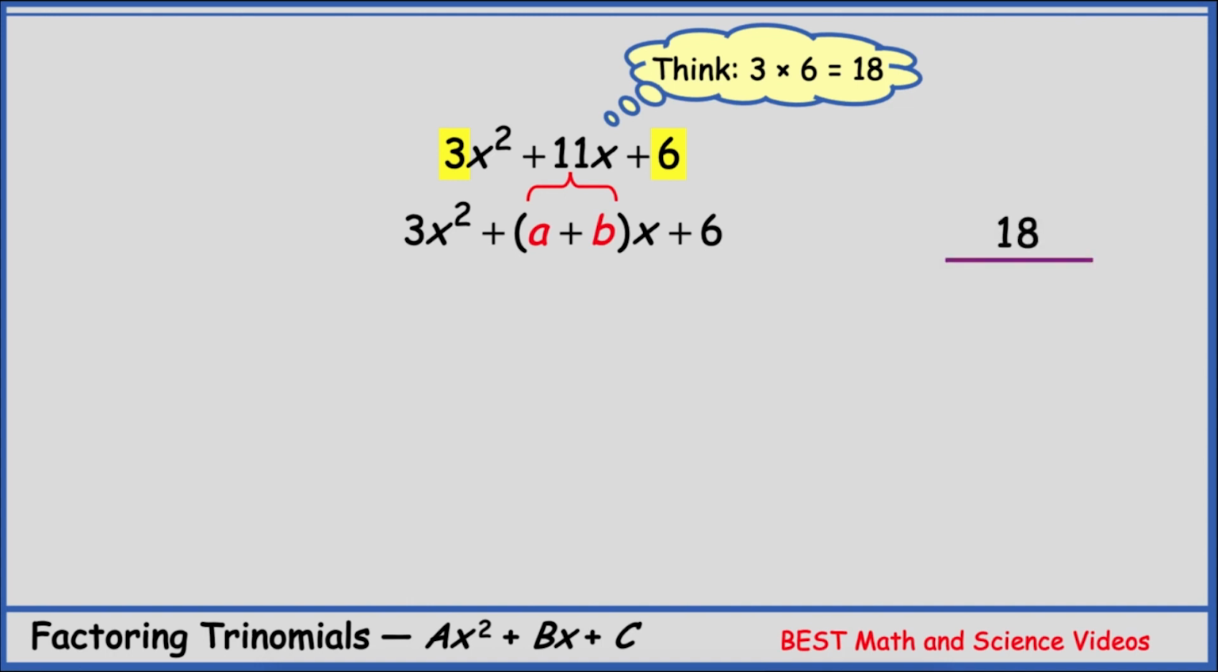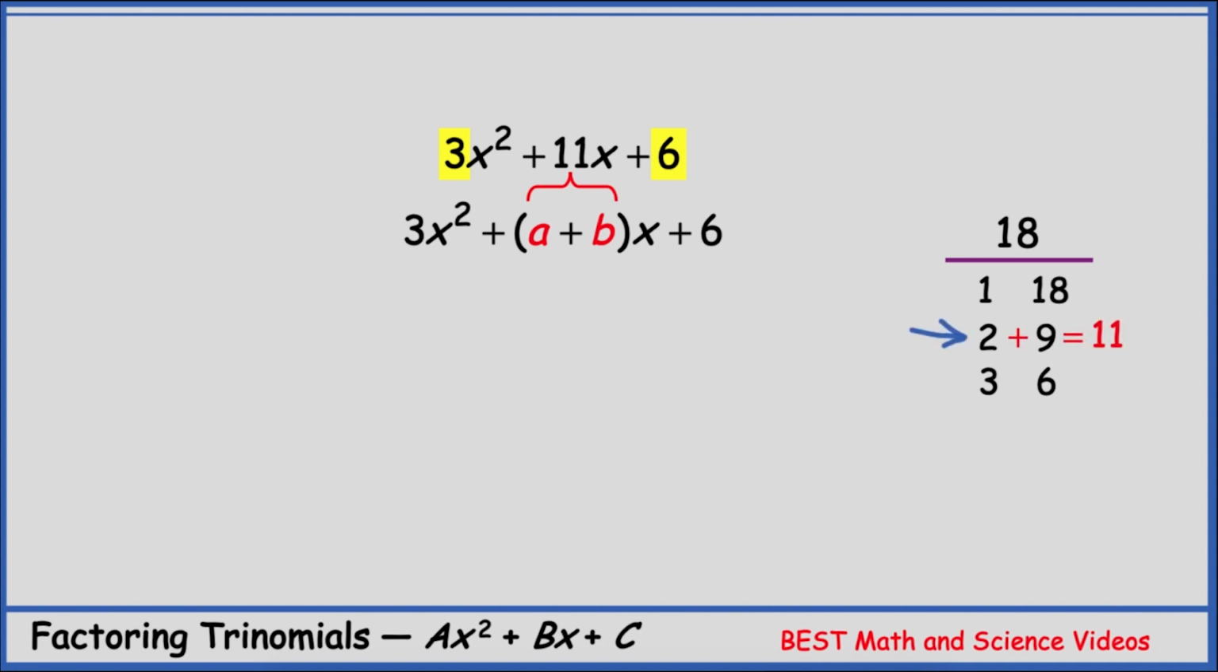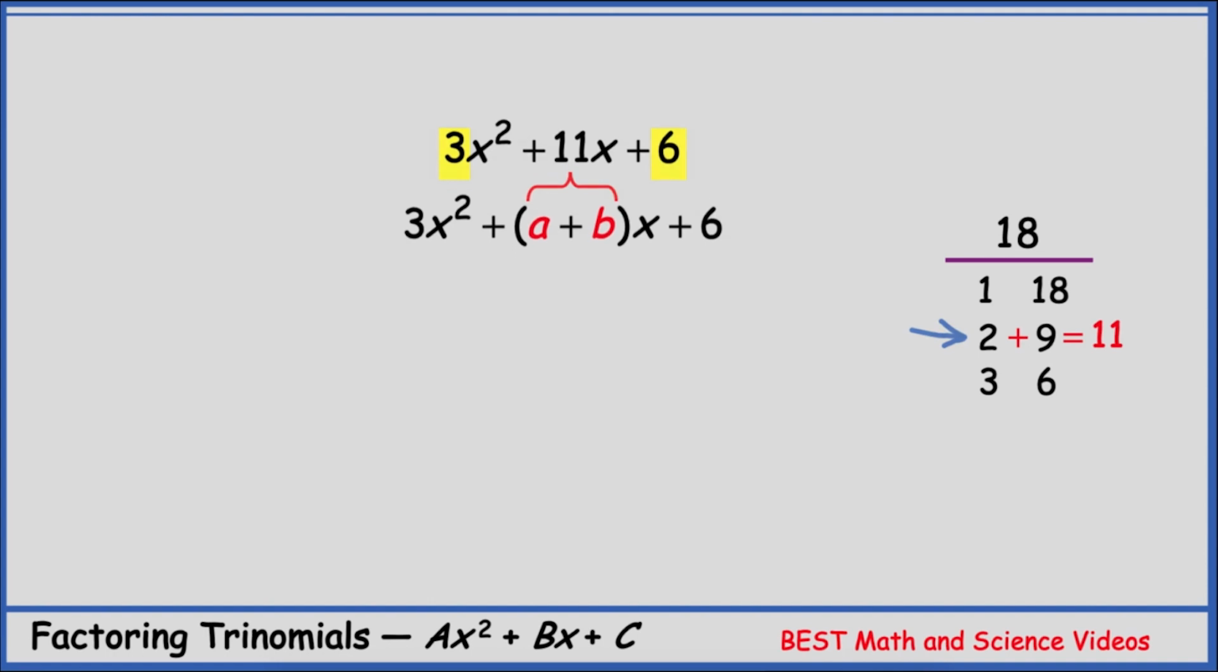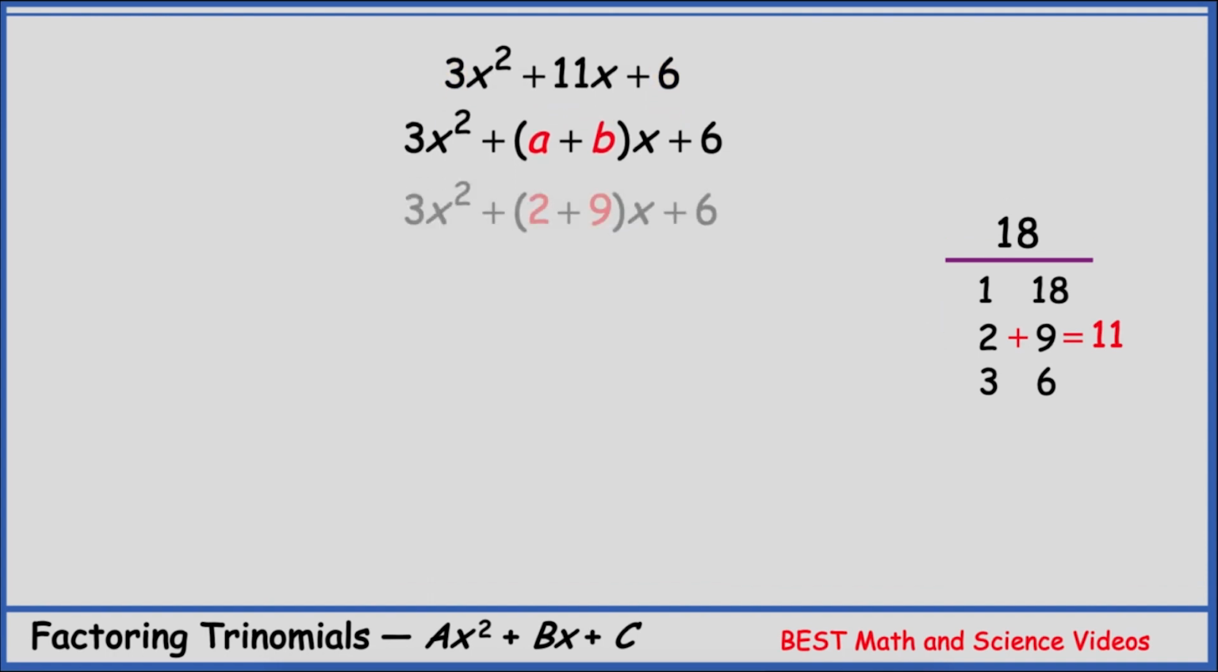So let's make a list of integers you can multiply to get 18. 1 and 18, 2 and 9, 3 and 6. Which of these can you add to get 11? 2 and 9. 2 plus 9 equals 11. So substitute 2 plus 9 in place of 11 in the expression.